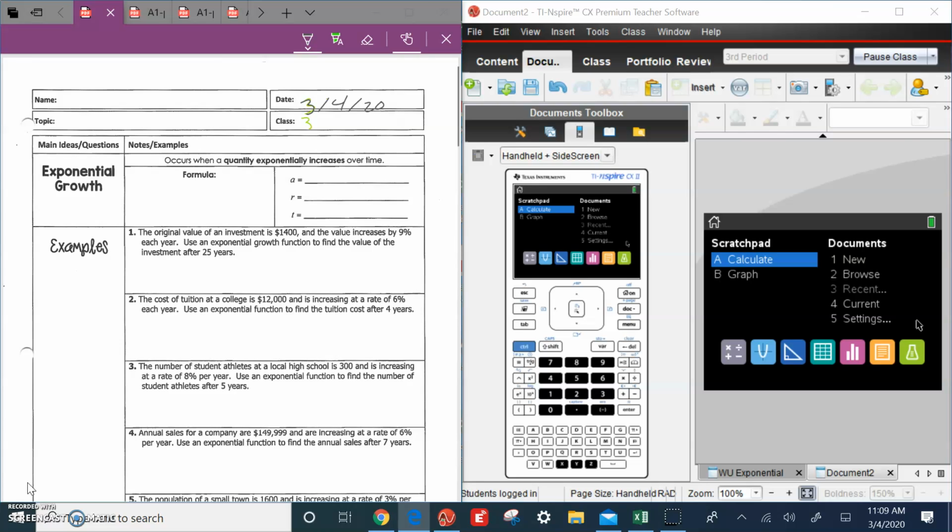The formula we're going to be using is P equals A(1 plus R) raised to the T, when it's growth, we're going to be adding. So in this formula, the important thing is to understand what the variables stand for. A is the initial value or the starting value.